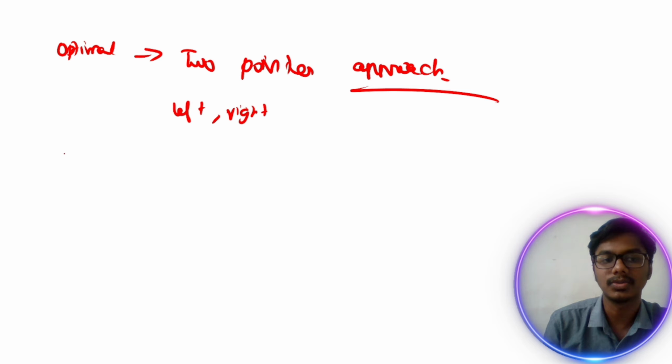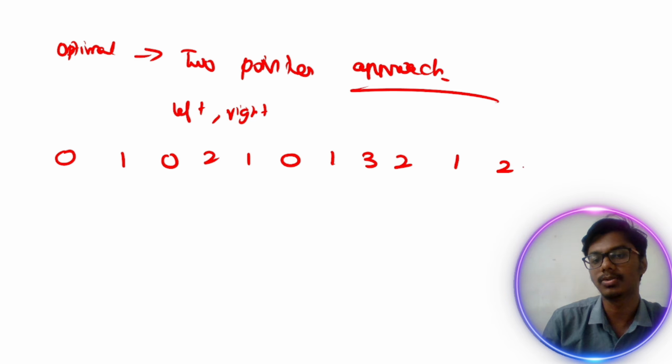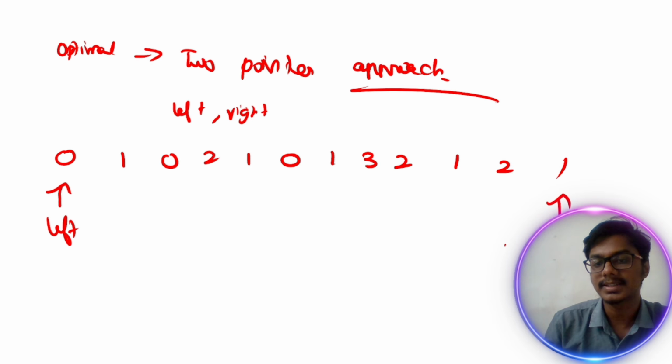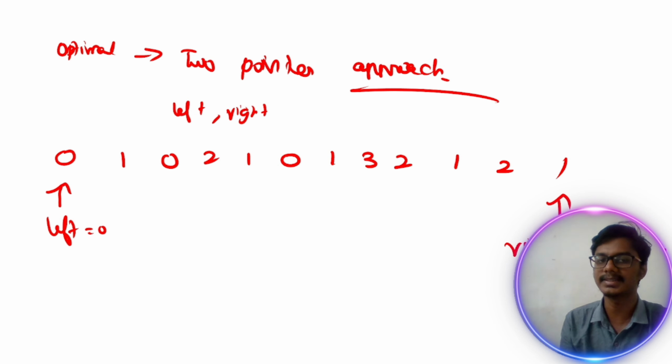So let me come up with a solution example: 0 1 0 2 1 0 1 3 2 1 2 1. First of all, let me initialize the left pointer and the right pointer. This is the left and this is the right. After initializing, left is equal to 0 and right is equal to len of n minus 1. I'm simply initializing.